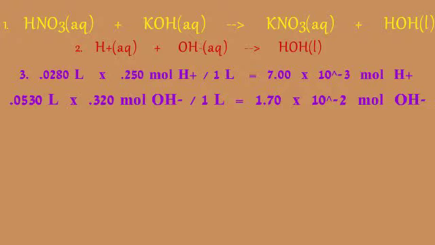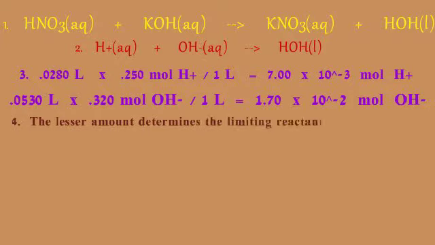Compare those two amounts. The lesser amount determines when the reaction stops. That is the limiting reactant. In this particular case, the limiting reactant is H plus. That is a smaller number. When you reach that number, it means all the hydrogen ions have been used up.